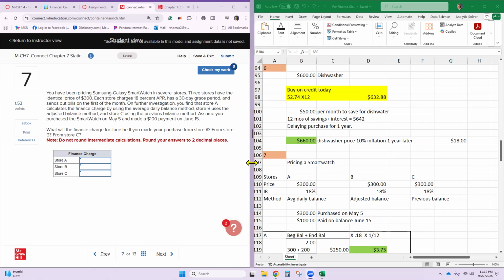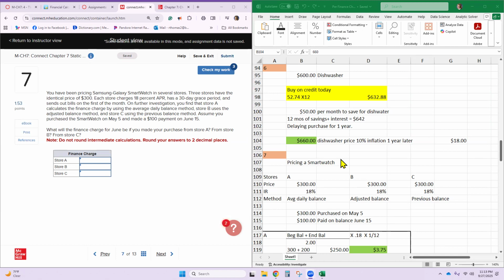Okay, as you've been pricing Samsung Galaxy smartwatch in several stores. 3 stores have identical price at $300. Each store charges 18% APR. Annual percentage rate has a 30-day grace period and sends out bills on the first of the month. On further investigation, you find that Store A calculates the finance charge by using the average daily method. Store B uses the adjusted balance method, and Store C using the previous balance method.